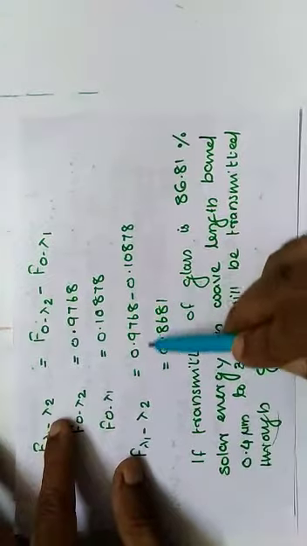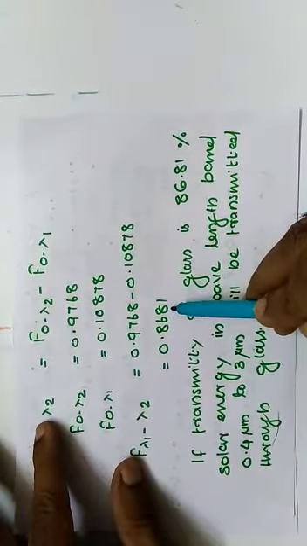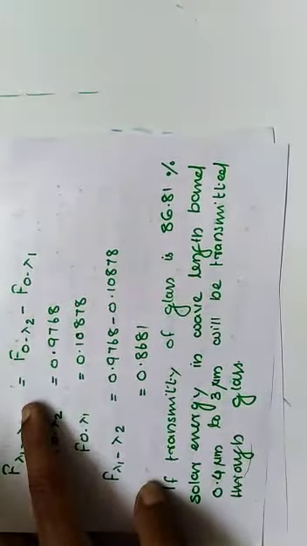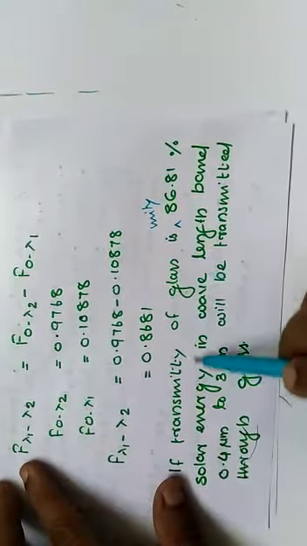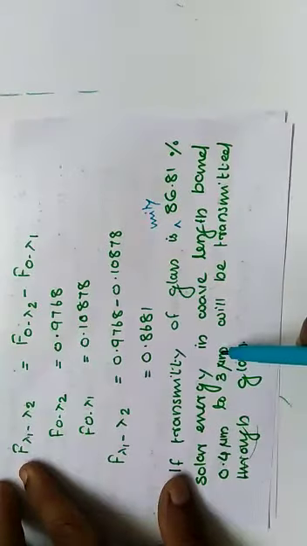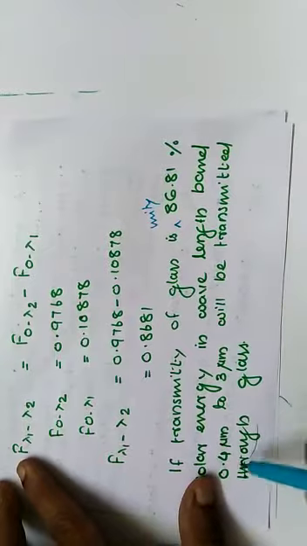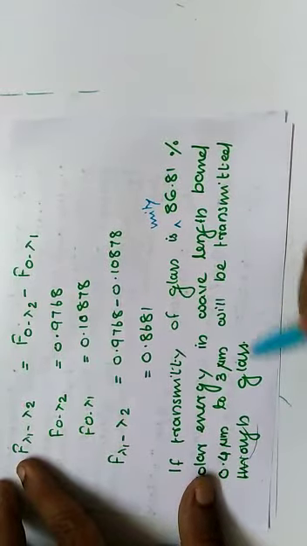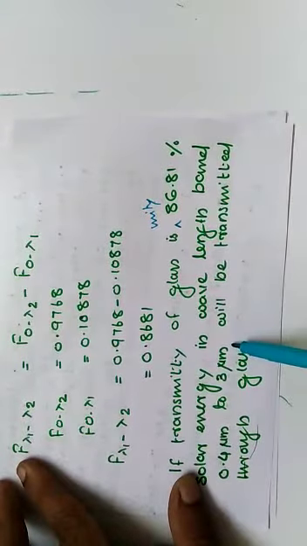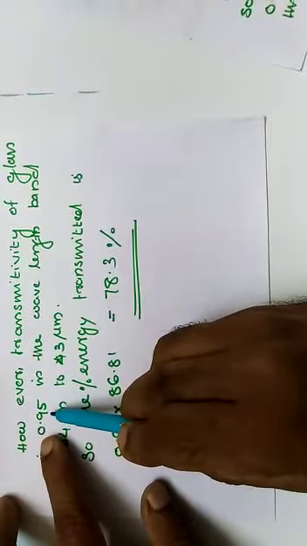So the fraction of the emissive power between the wavelengths 0.4 micrometer and 3 micrometer is 0.8681. If the transmittivity of the glass is unity, then 86.81% of the solar energy in the wavelength band of 0.4 micrometer to 3 micrometer will be transmitted through the glass, provided the transmittivity of the glass is unity for this particular wavelength band. However, in that particular wavelength band, the transmittivity is only 0.95.